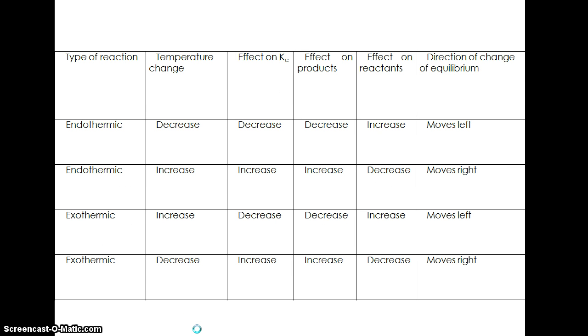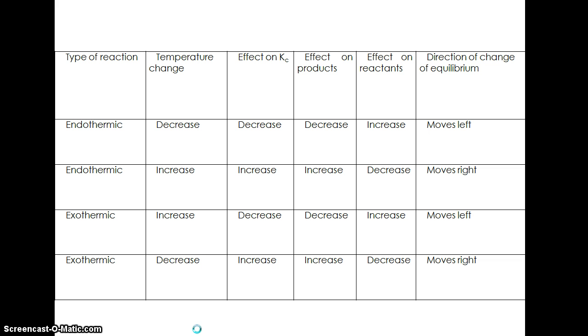So here's the completed table, and let's look at the endothermic first. For an endothermic reaction, if we decrease the temperature, then as you know from AS level, it's going to favour the backward reaction. So the equilibrium is going to move left because it's going to favour the reverse reaction. If the equilibrium is moving left, then we're going to have less products than we had before, and we're going to have more reactants. So you're increasing reactants and decreasing products.